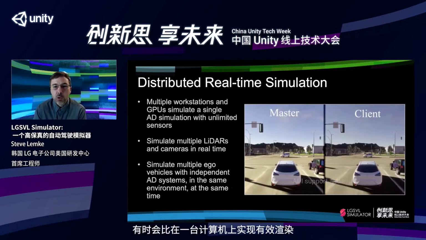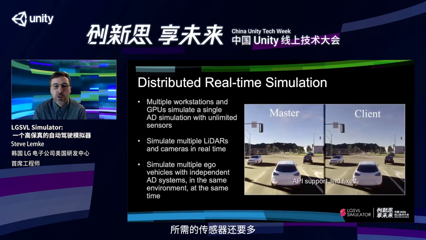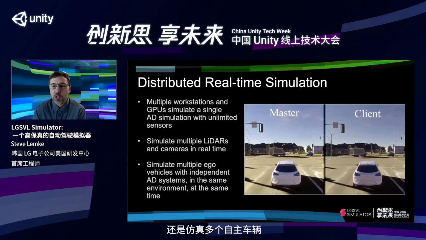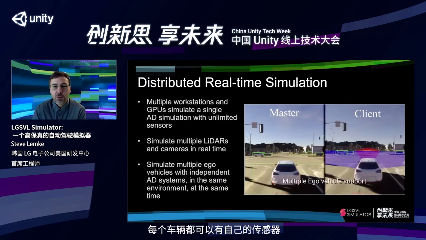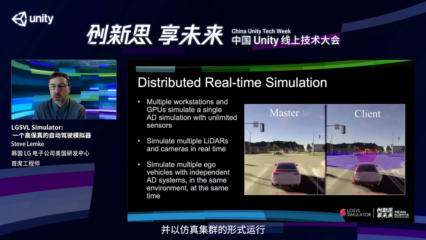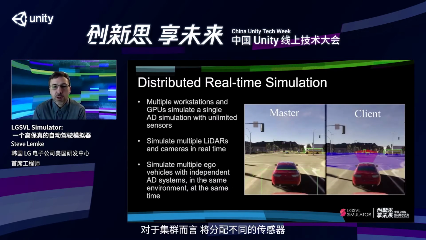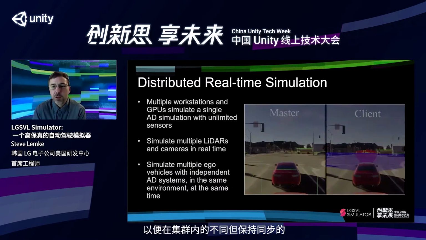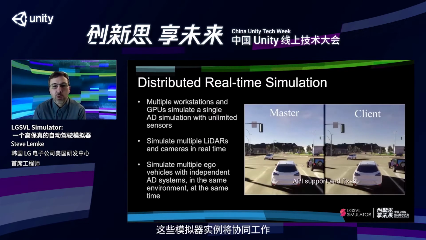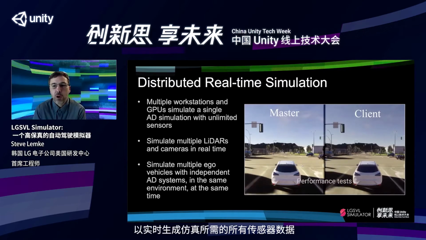Sometimes you may need more sensors than you can effectively render on a single machine, either a single vehicle with many sensors, or perhaps a simulation with multiple ego vehicles, each of which can have its own sensors. In this case, you may wish to configure multiple machines to run in a simulation cluster. With a cluster, different sensors will be assigned to render on different but synchronized simulator instances within the cluster, all of which will work together to generate in real time all of the sensor data needed for the simulation.